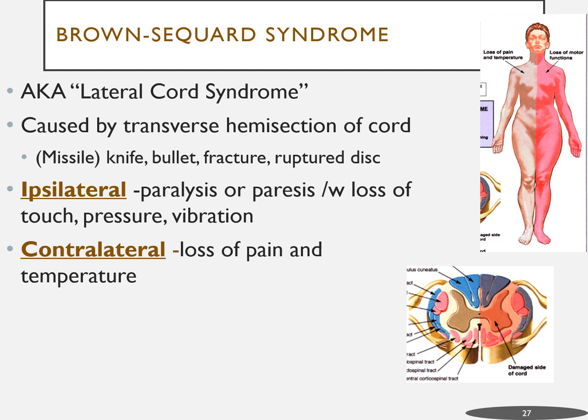So this injury is really very interesting when you can see someone diagnosed with this and you look at their neuro exam. Ipsilateral, same side, that's the same side as the injury. They will have paralysis or paresis on the same side, loss of sensation, loss of touch, pressure, vibration. But they still have their pain sensation on that side.